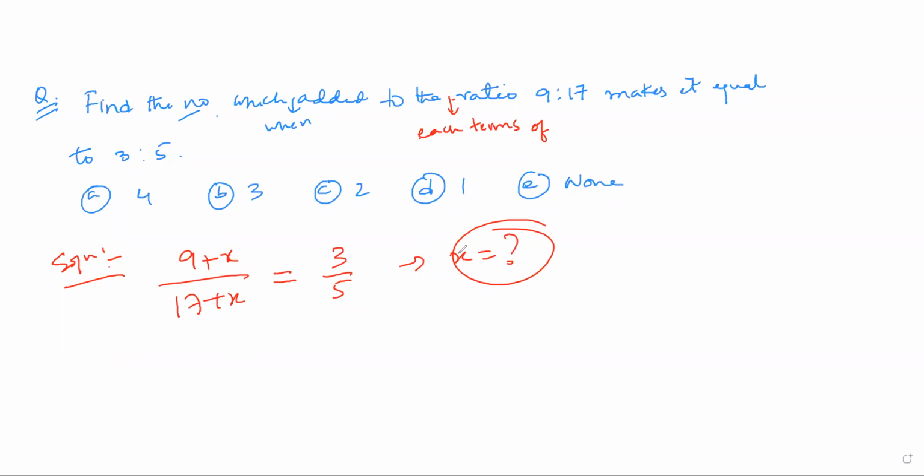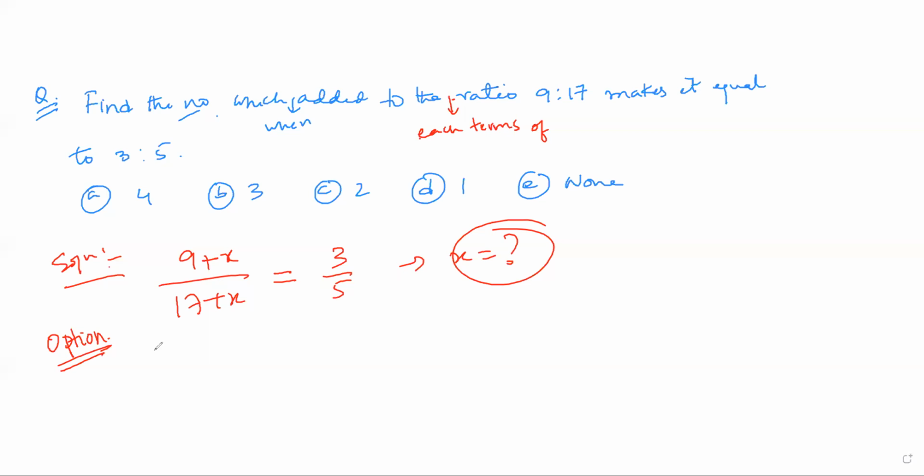Right. So you have the options 3 and 1. B means 3. Okay. Any other? See, option method is very easy.